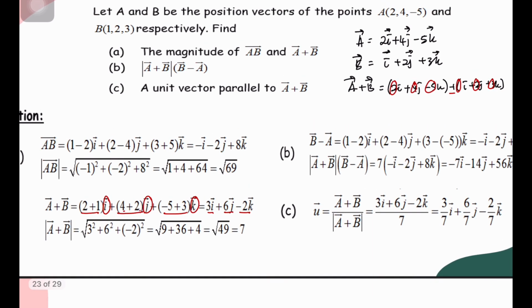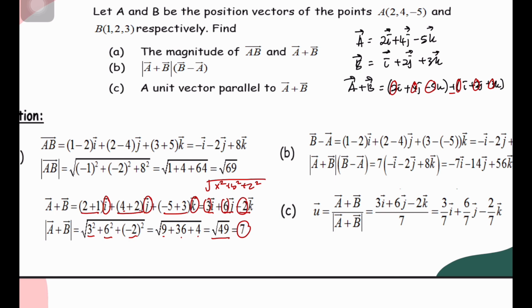Now you need to find the magnitude of this vector. The magnitude is the square root of x squared plus y squared plus z squared. So x is 3, y is 6 and z is negative 2. So 3 to the power of 2, 6 to the power of 2, plus negative 2 to the power of 2. 3 squared is 9, 6 squared is 36 and negative 2 squared is 4. Therefore, you have the square root of 49, which equals 7, as the magnitude of A plus B. Okay.